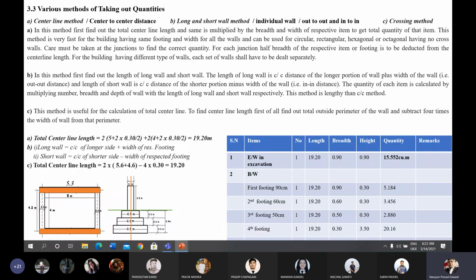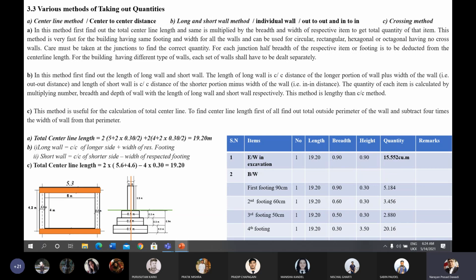The breadth and height is taken from the section, which is 0.9, and from the ground level to the bottom of the footing, the height is 0.90 meter, which has to be dug out, which has to be excavated. That's why the excavated height is 0.90 and width of the bottom footing is 0.90. Hence, we have to dig out the 0.90 width and 0.90 height. The length will be the total center line length.